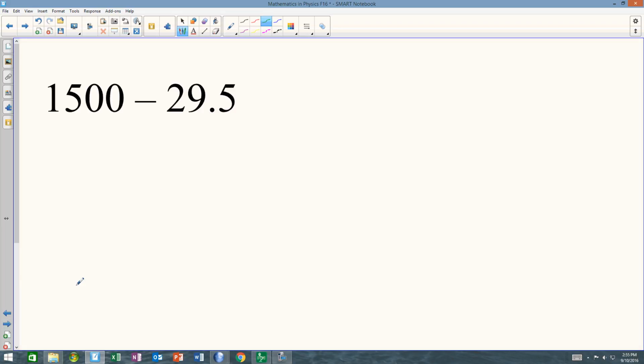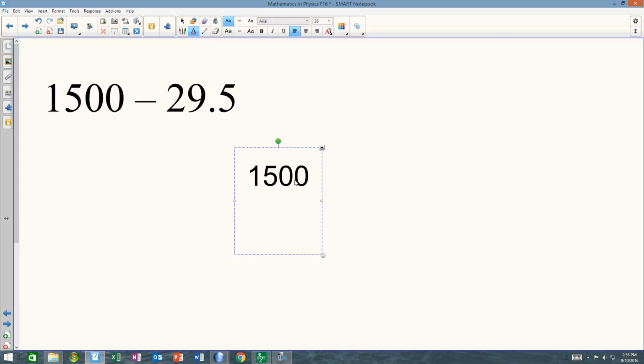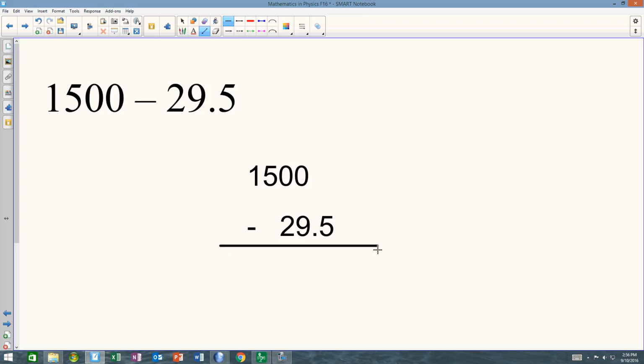So now what we're going to do is a subtraction problem. I have 1,500, and I'm going to subtract 29.5. Again, I'm going to circle my uncertain digit. In this case, it's the 5, and in this case, it's this 5. And remember, we can only have one uncertain digit in our answer.